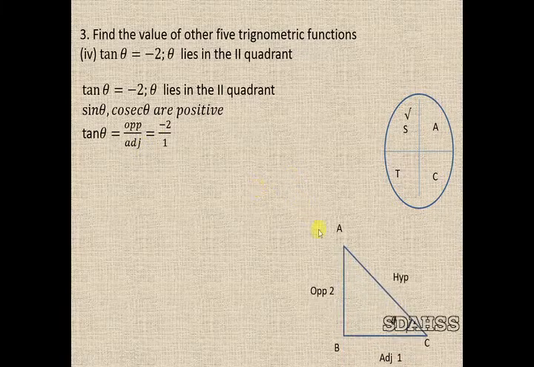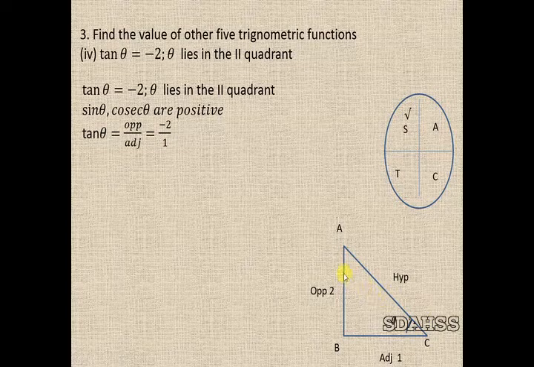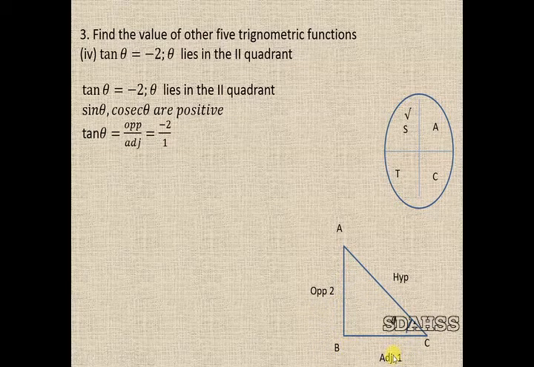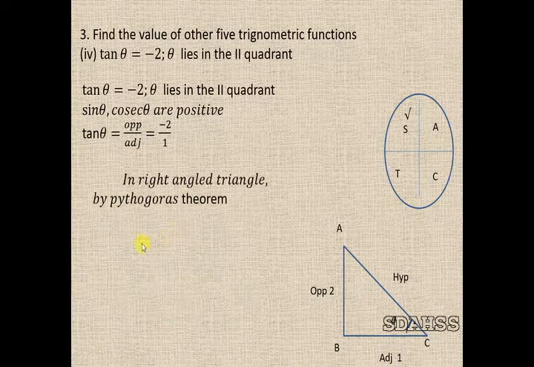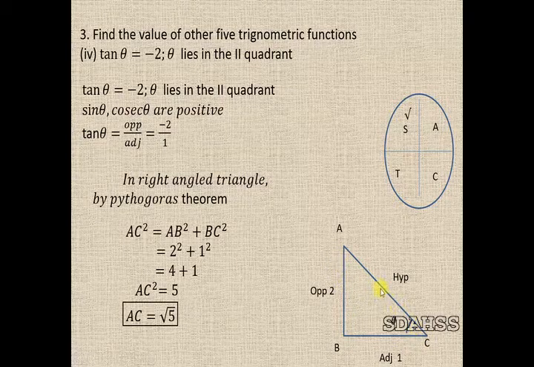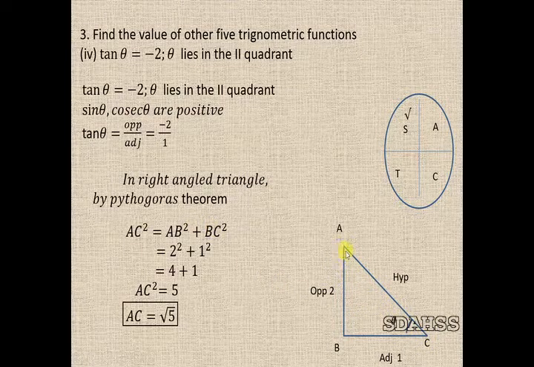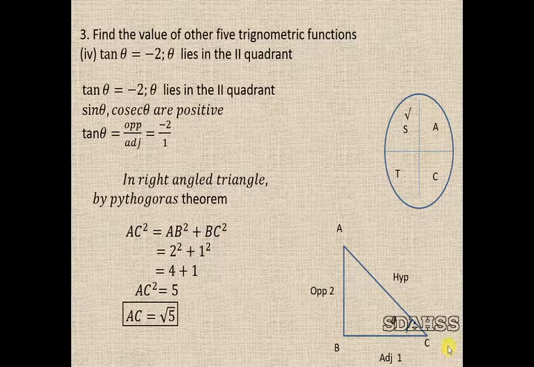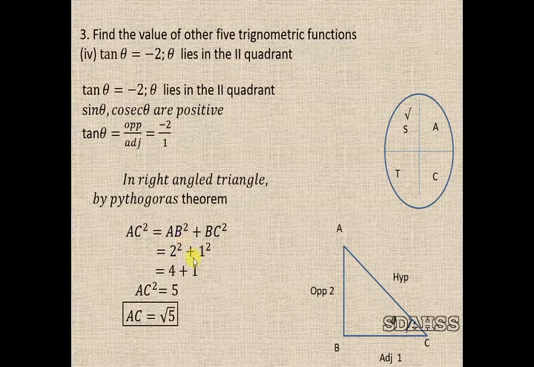Consider a right angle triangle. In the right angle triangle, AC is the hypotenuse side, AB is the opposite side, BC is the adjacent side. We want to find the hypotenuse side. For that you have to use Pythagoras theorem. In Pythagoras theorem, AC square is equal to AB square plus BC square. Here AB is 2 square plus BC is 1.